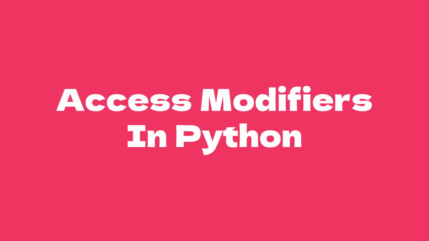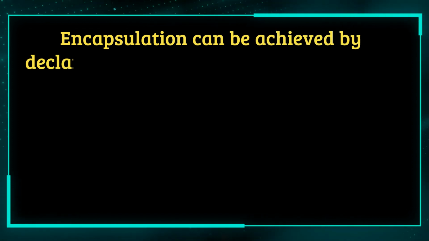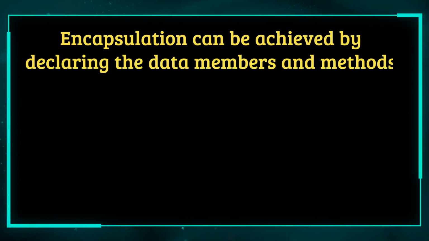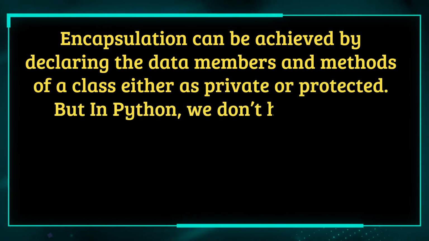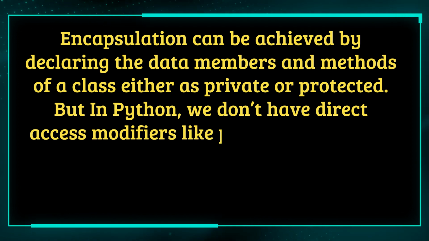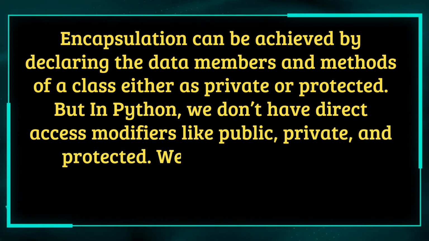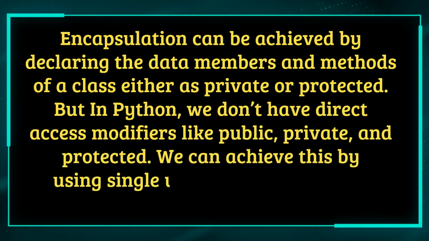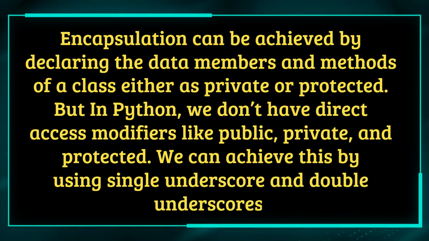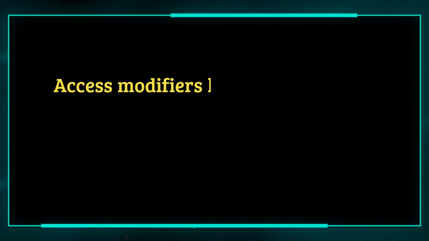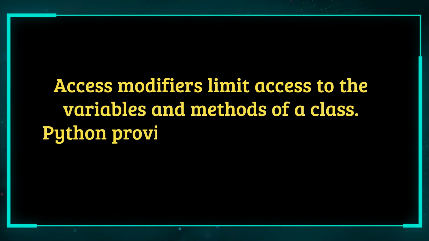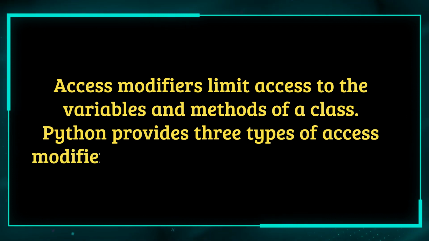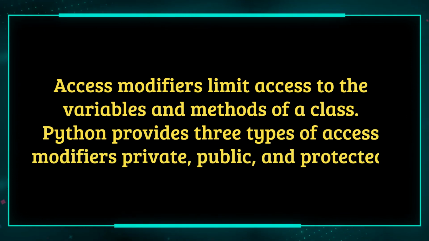Access modifiers in Python. Encapsulation can be achieved by declaring the data members and methods of a class either as private or protected. But in Python, we don't have direct access modifiers like public, private, and protected. We can achieve this by using single underscore and double underscores. Access modifiers limit access to the variables and methods of a class. Python provides three types of access modifiers: private, public, and protected.